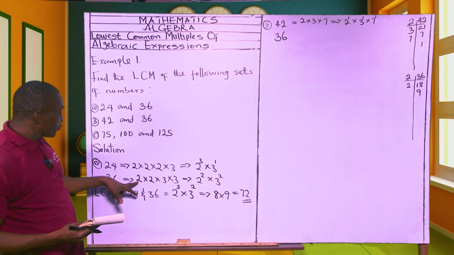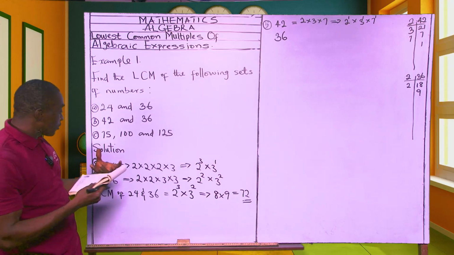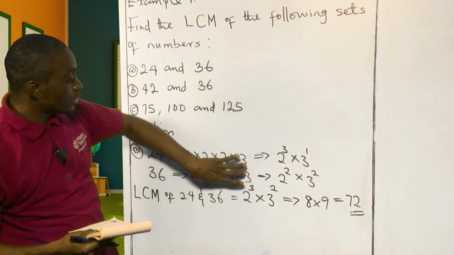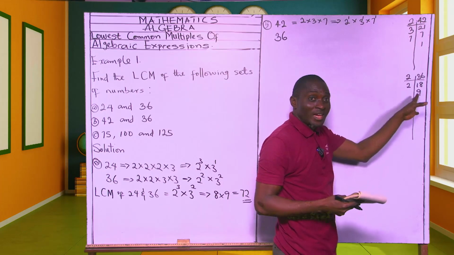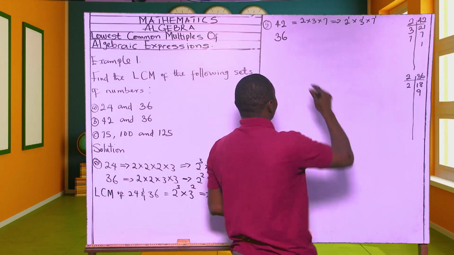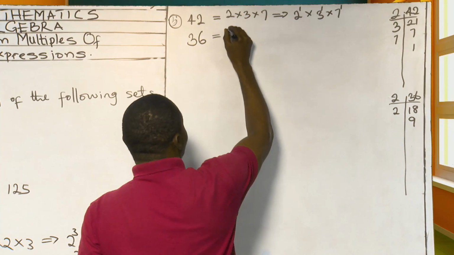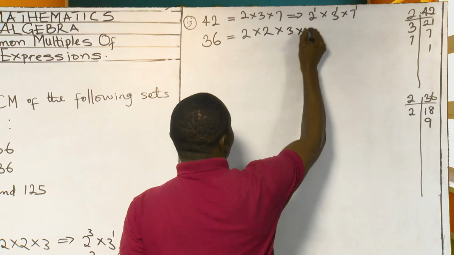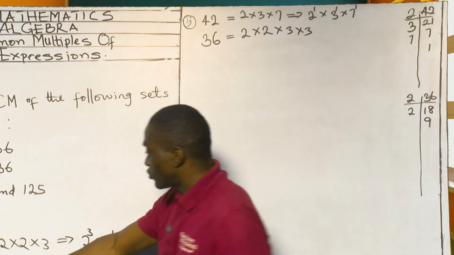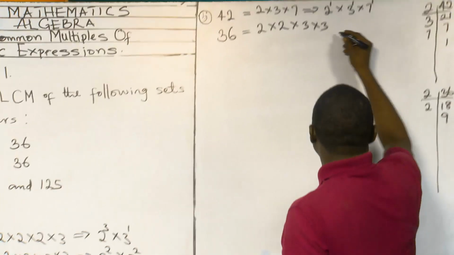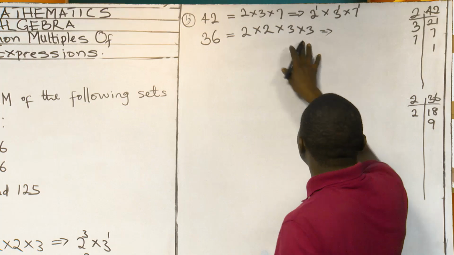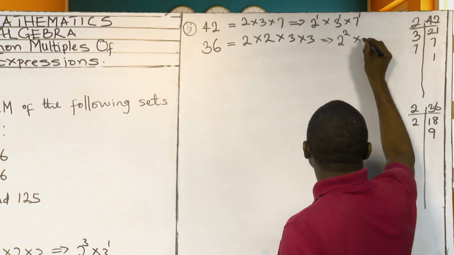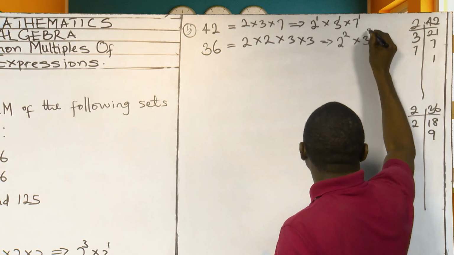So the product of prime factors of 36 are 2 multiplied by 2, 3. So let's just pick it here. I've explained it earlier, so let's just copy it here and write it. 2 multiplied by 2 multiplied by 3 multiplied by 3. I will express it in index form to give me 2 raised to 2 multiplied by 3 raised to 2.